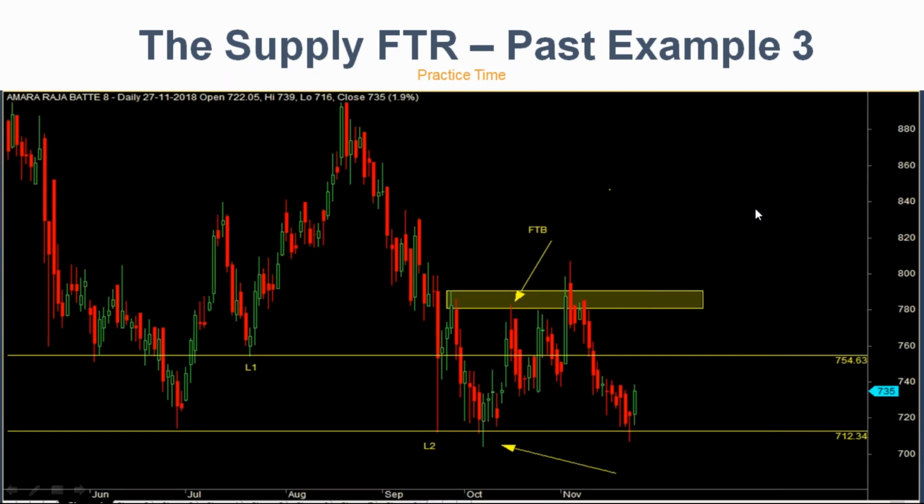Supply FTR, Amar Raja Battery. Low 1 formed, rule number 1. Low 1 broken, rule number 2. Rule number 3, Low 2 formed. Price went up, formed a base, and broke Low 2 also. Now this is a wrong trade. Tell me why. I'll not accept this trade. Why?